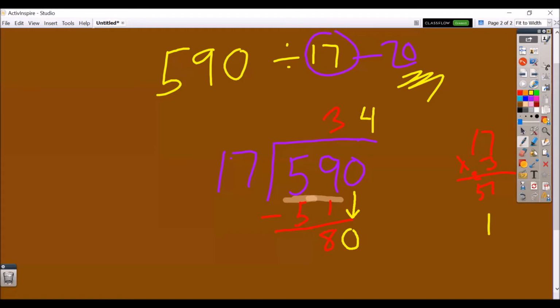Let's try that. Well, I don't know what that is off the top of my head, so let's do 17 times 4. 4 times 7 is 28. 4 times 1 is 4, plus 1 more is 68. Let's see if that was the right number.